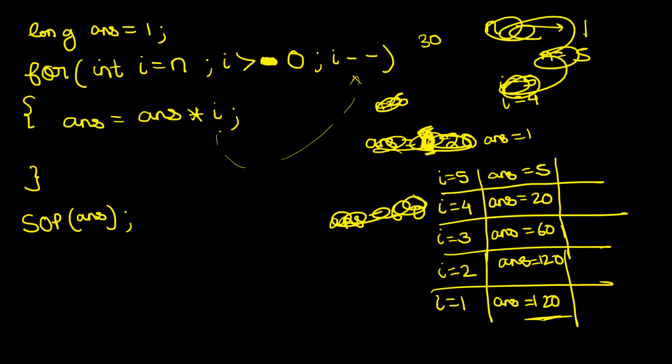Okay, you can do it from the front also: for int i = 1, i <= n, i++, product = product * i. That is also you can do. Okay, so let's try to run this up.